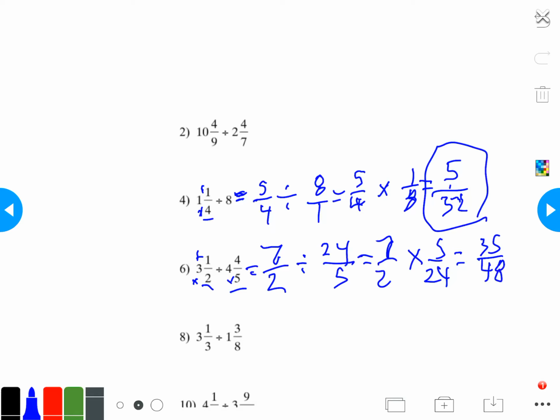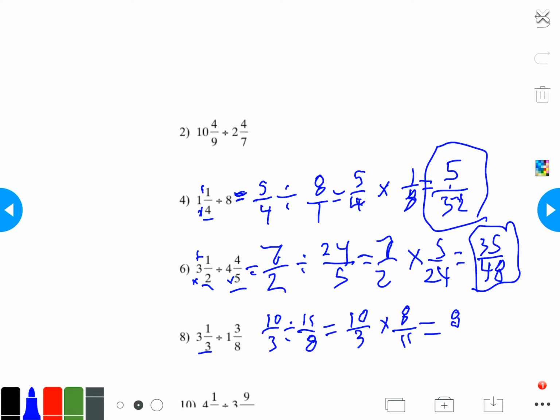And there is no common denominator other than 1 for 35 48, so there is no reducing that. Next one, 3 times 3 is 9, plus 1 is 10 over 3, divided by 8 times 1 is 8, plus 1 is 11 over 8, equals, now I'm rewriting it, 10 over 3 times 8 over 11. We end up with 80 over 33.